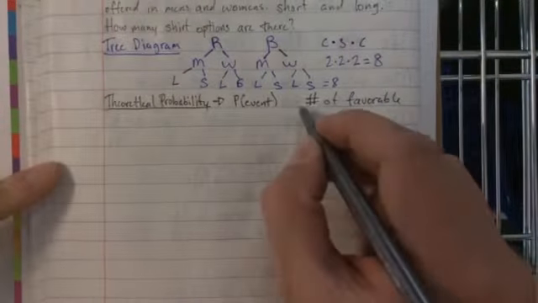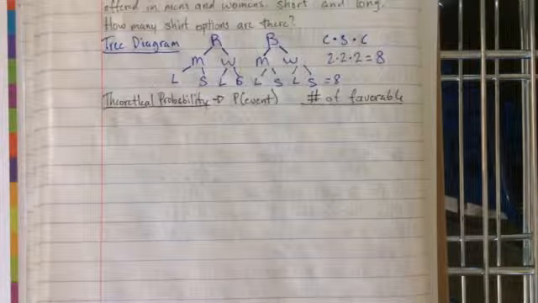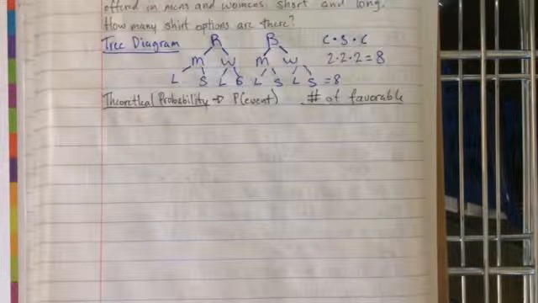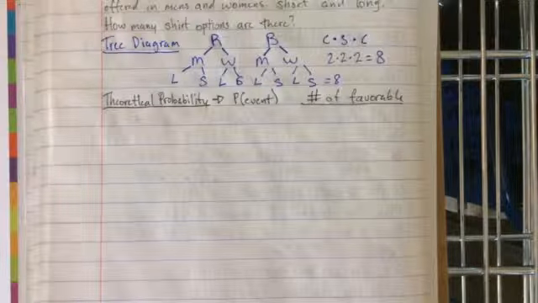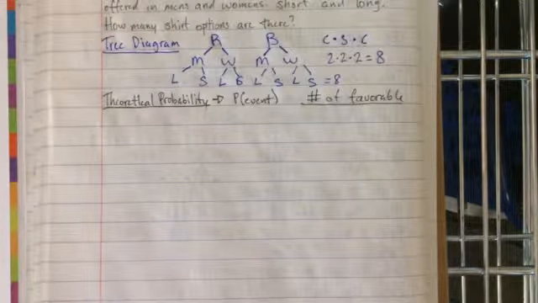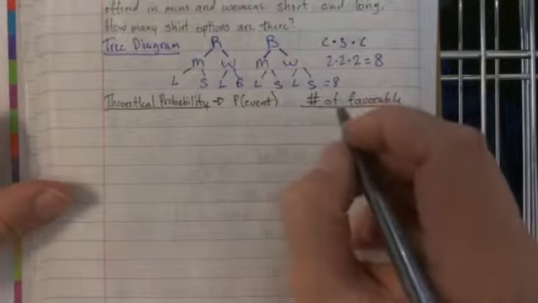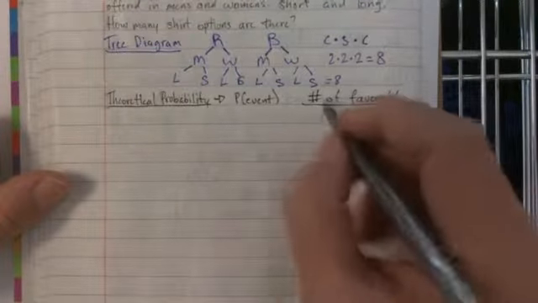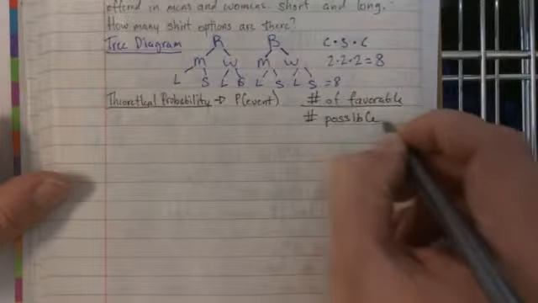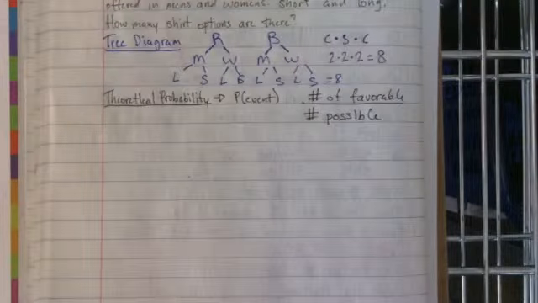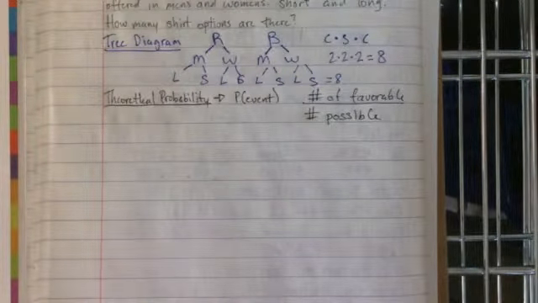And what do you think we're going to put on the bottom, the denominator? So on the numerator, we have the number of favorable options. The number of total options. So on the denominator, we're going to put the number of total, or number of possible outcomes. It'll make sense in a second.